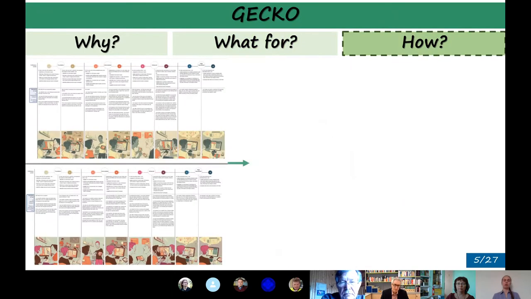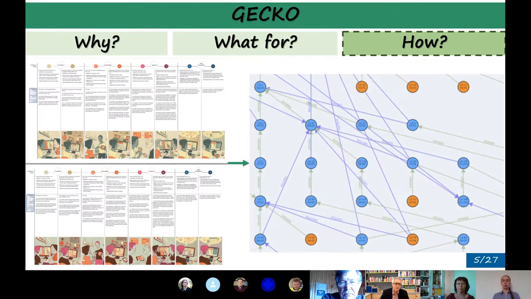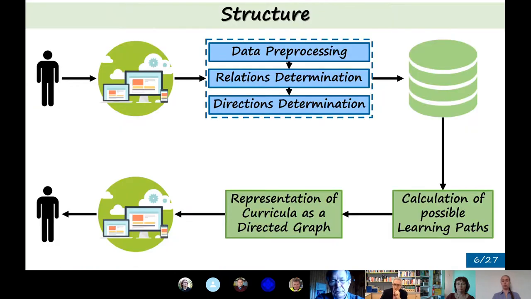How? By presenting curricula, which are in most cases stored as plain text or in the best case as a table, as a directed graph, where learning outcomes are presented by nodes and relations are presented by edges between these nodes. However, to make it possible, firstly we need to determine these relations between learning outcomes.